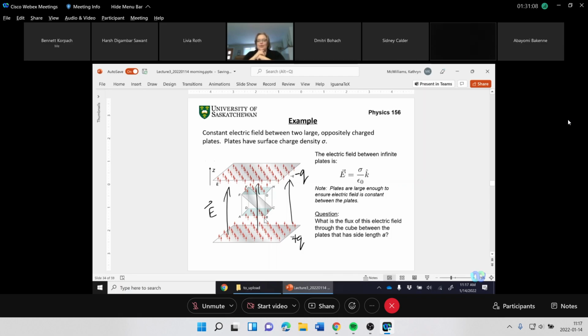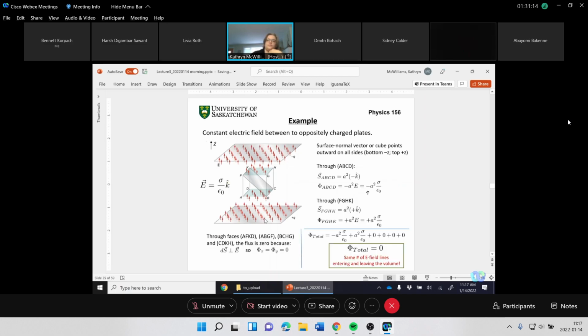It's actually zero because we have the same number of field lines going in as we have going out. But I'll show you how it goes. Okay. So through the bottom surface, we have an area A squared, and the surface area is in the minus Z direction because the outward direction of the surface is down, and we have an electric field pointing up, so our flux is negative here.